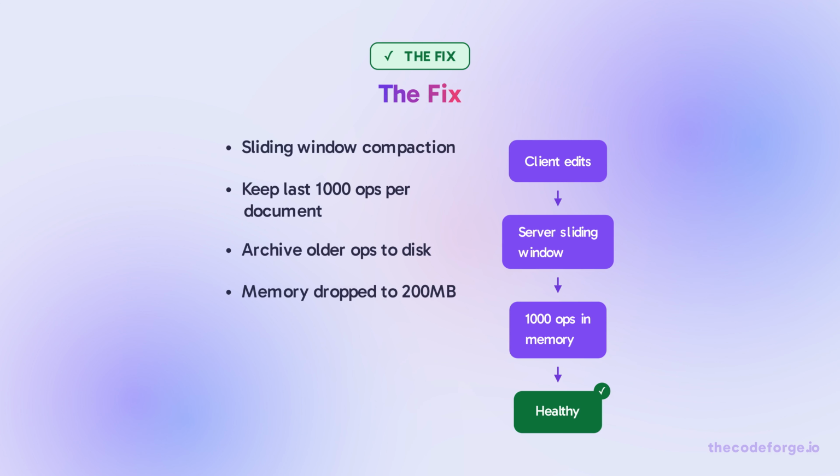The fix was to implement sliding window compaction. Keep only the last 1,000 operations per document in memory, archive older ones to disk with a Bloom filter for conflict checks. Memory dropped from 3.6 GB to 200 MB, and the OOM kills stopped.